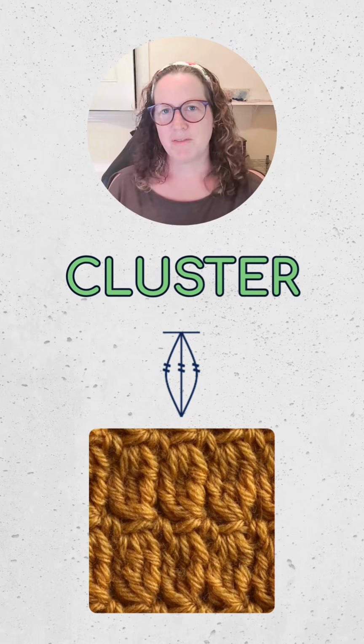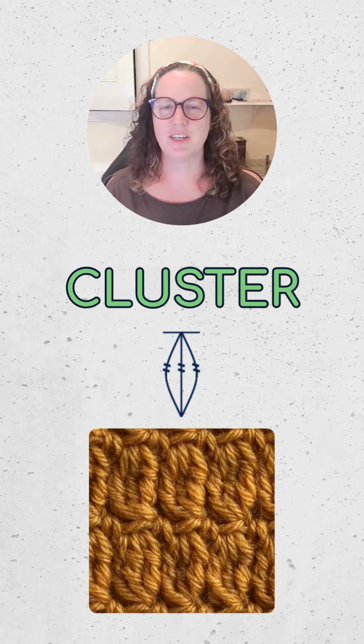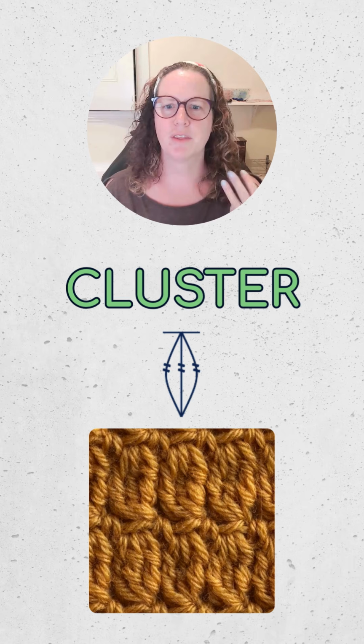The cluster is made of taller stitches, think DC or even treble. Then you close them together at the top. Most patterns consider a cluster with 3 stitches clustered into one.